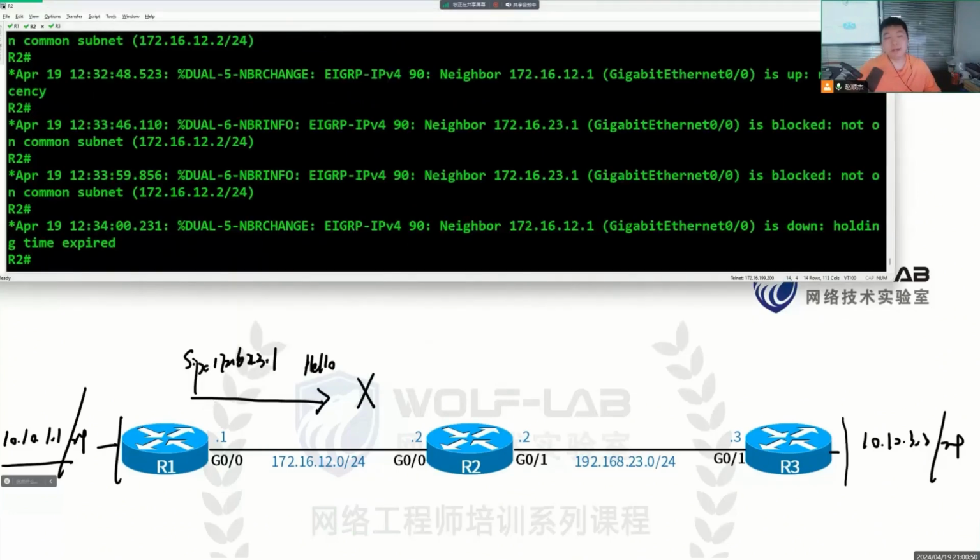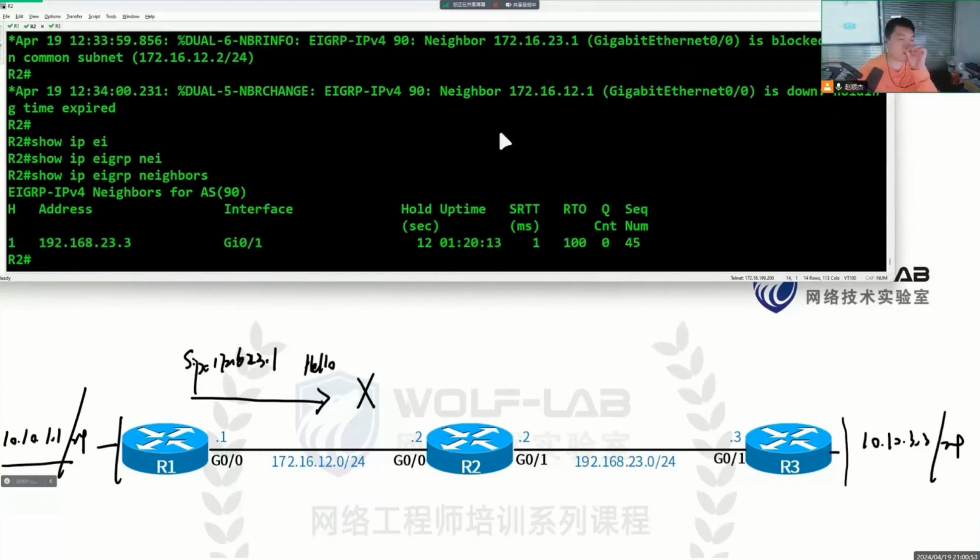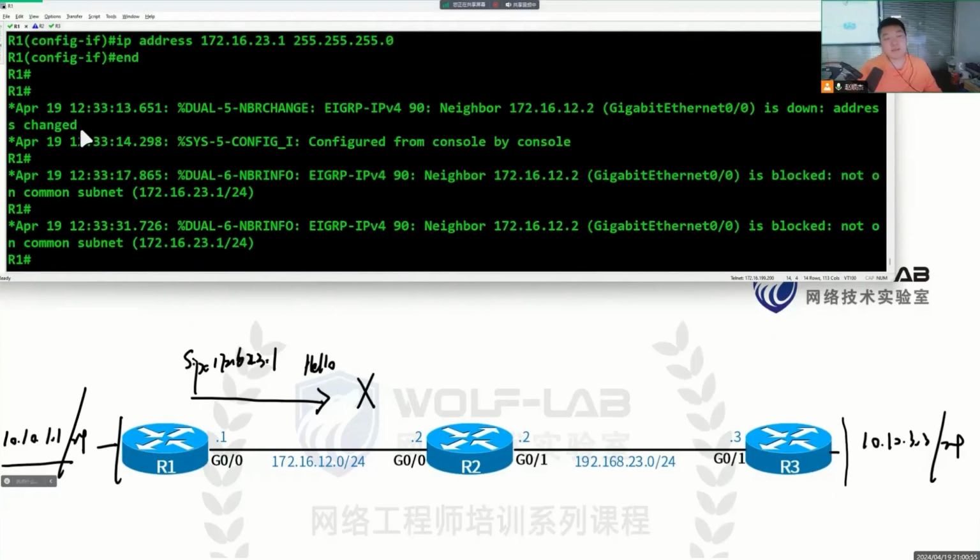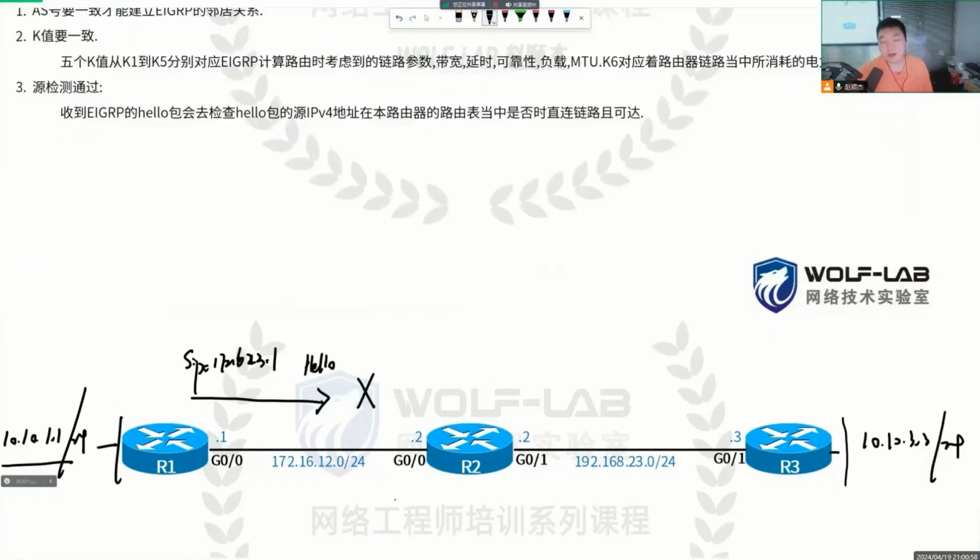R2 will not consider R1 as its EIGRP neighbor. The same goes for R1. What have we received now? The EIGRP hello packet sent by R2, with the source address 172.16.23.2. R1 sees that you are 23.2 and sent a hello packet, but you are not on a direct link with me. I can't access you, so I won't receive your hello packet either. So neither can establish an EIGRP neighbor relationship.